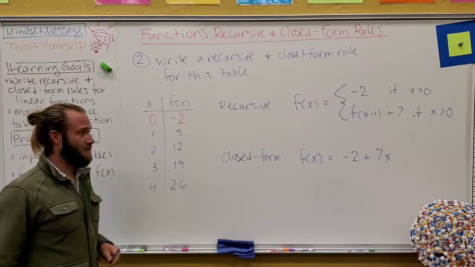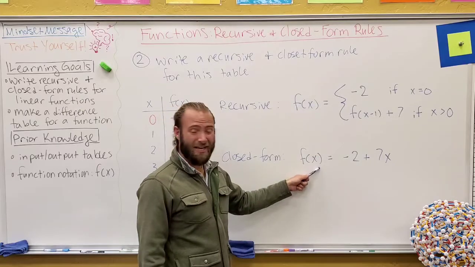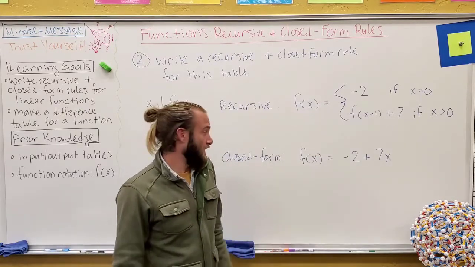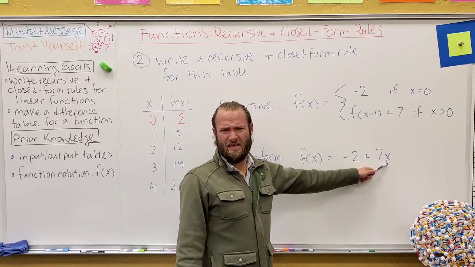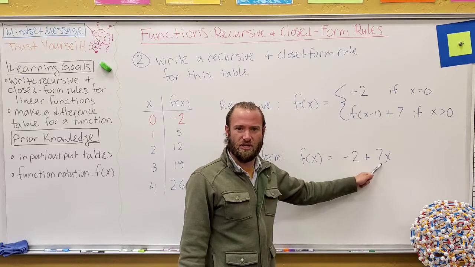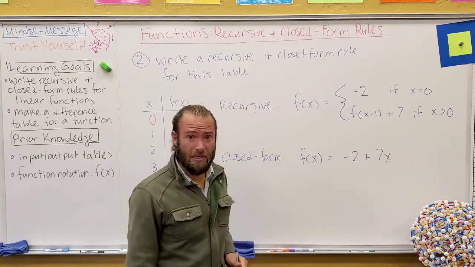Okay? Now that's nice because this one, remember, is kind of just letting me build and build and build. But this one I can directly say, oh, well, what if the input is 100? What if x is 100? I can just put 100 here, and that makes sense. That means I'm taking -2 and adding 100 copies of 7. And that'll tell me exactly what that output will be at that point, right?